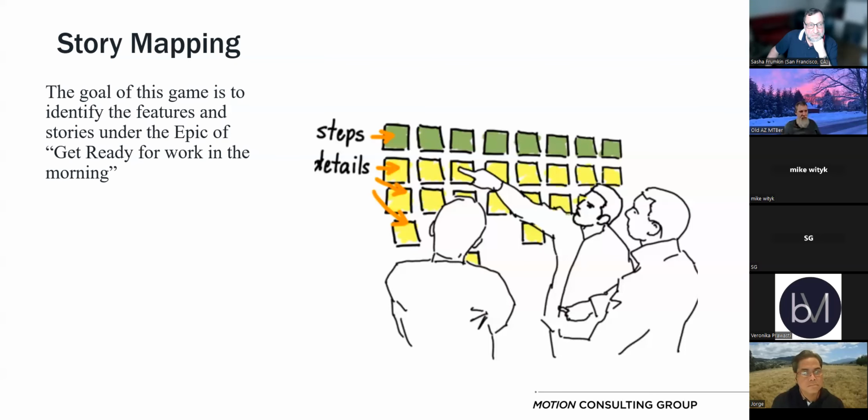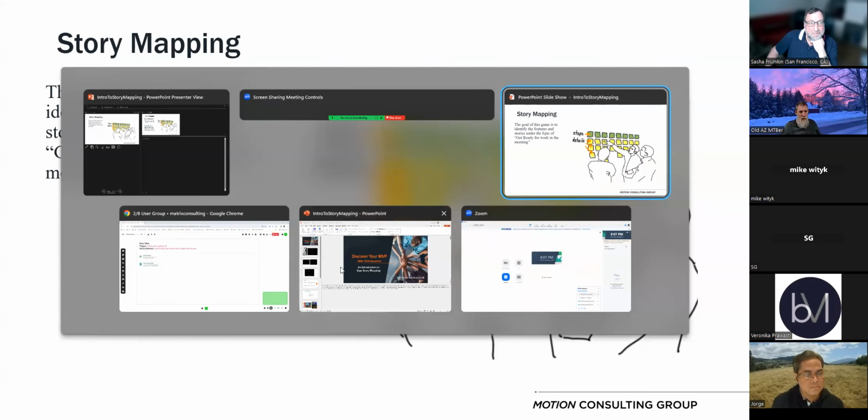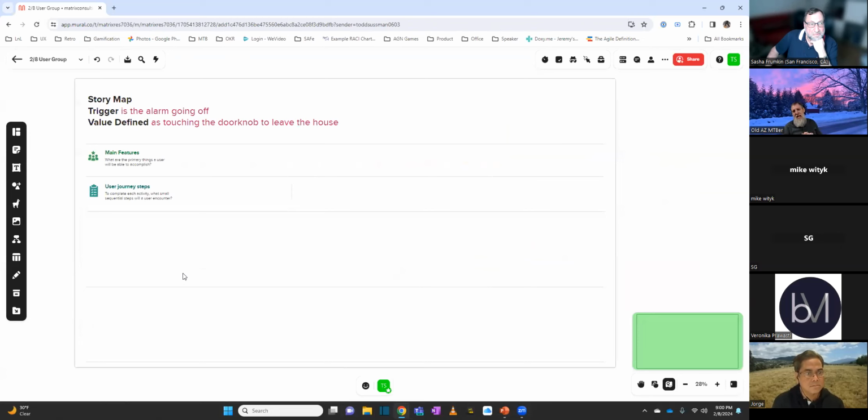So with that said, I am going to change my screen. All right, this is what a story map looks like when it is empty and brand new. The top talks about what is it we're trying to map. And every story map has a journey associated with it, right? So the trigger is the first step of our journey. The value defined is the last step of our journey, and the story map will talk about everything that takes place in the middle.